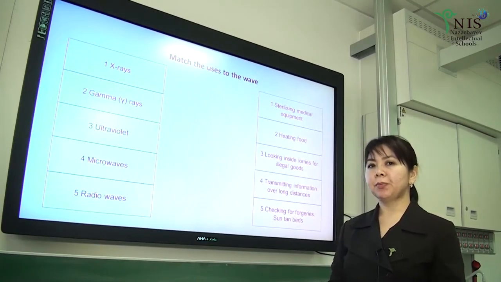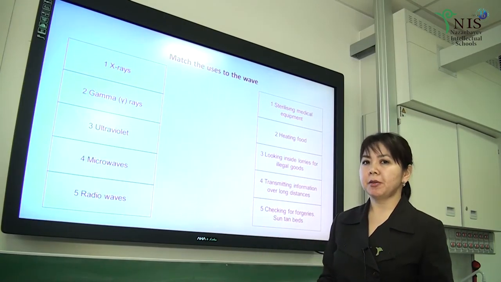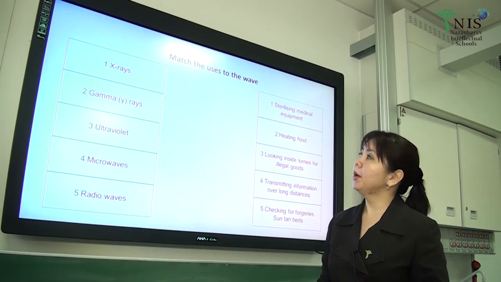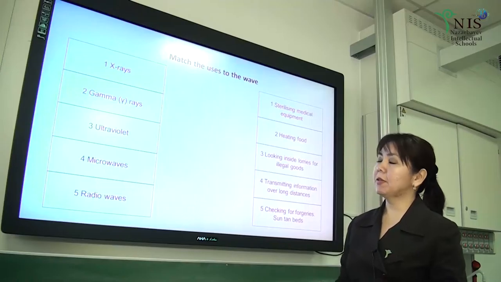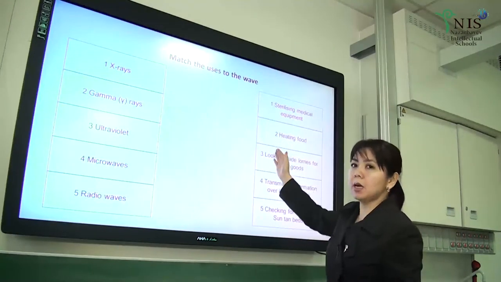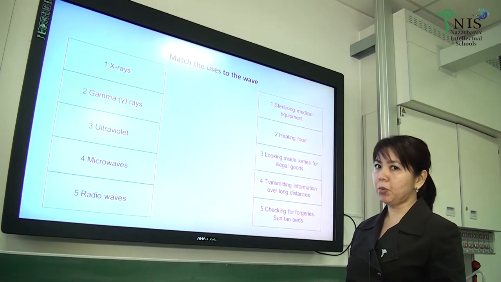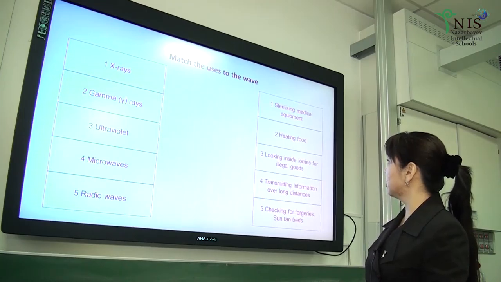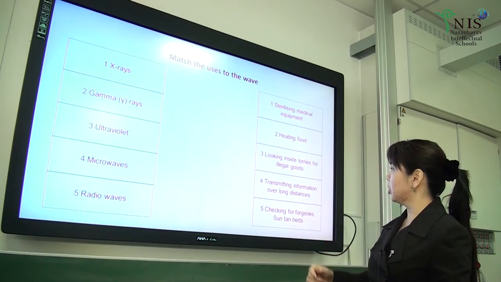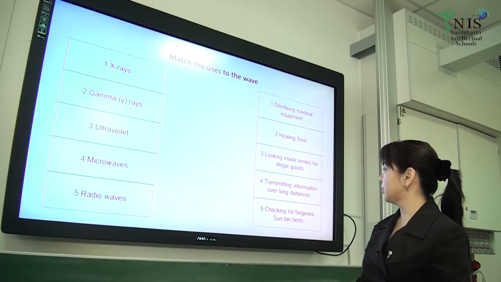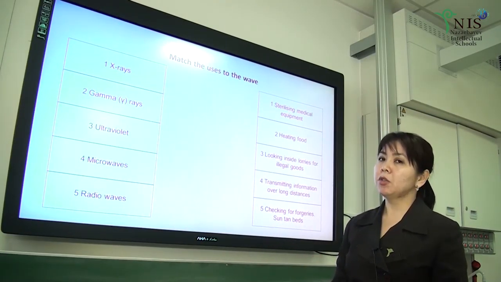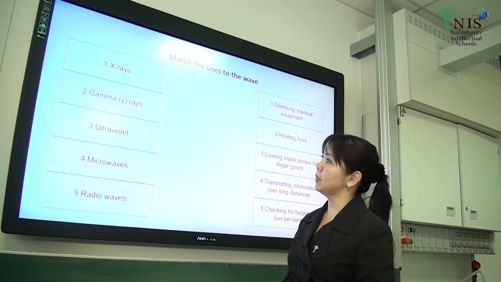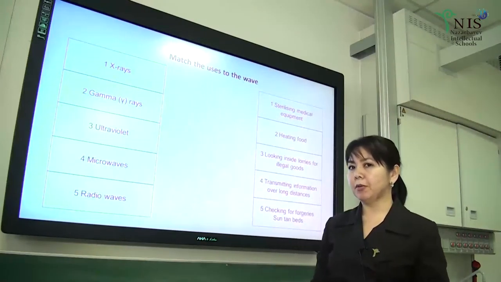Let's check our knowledge. This is a matching activity. On one side, there are given types of electromagnetic waves: X-ray, gamma rays, ultraviolet, microwaves, and radio waves. In another column, there are given uses of electromagnetic waves: sterilizing medical equipment, heating food, looking inside lorries for illegal goods, transmitting information over long distances, checking for forgeries and tanning beds. Your task is to match the uses of electromagnetic waves to the types of electromagnetic waves.